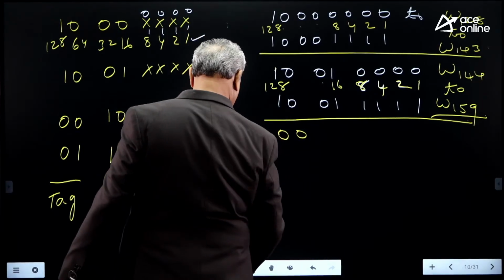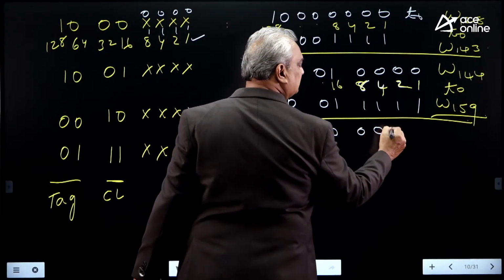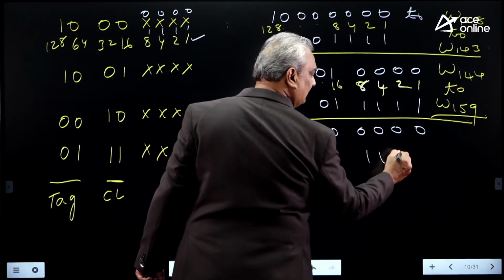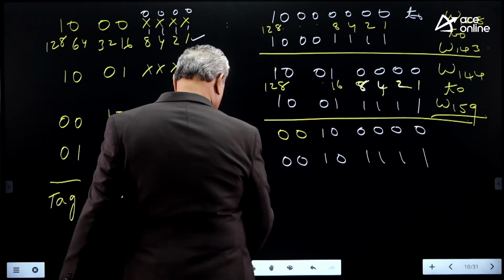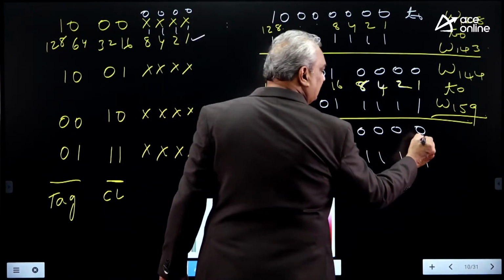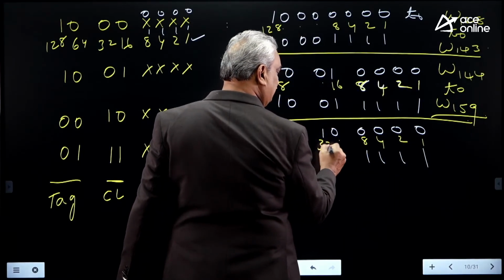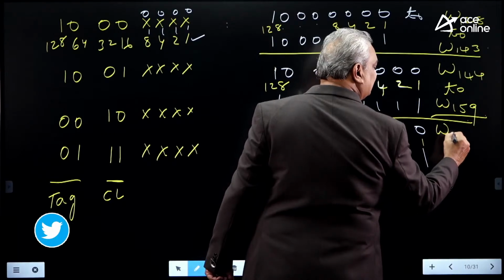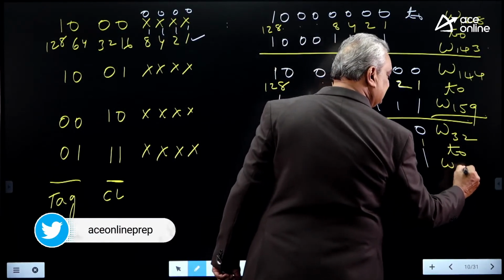Next, what about the third information? 0, 0. Next, 1, 0. Starting address 4 zeros, ending address 4 ones. 0, 0, 1, 0. For this, what about the decimal value? 1, 2, 4, 8, 16, 32 means word 32 to word 47 are available.